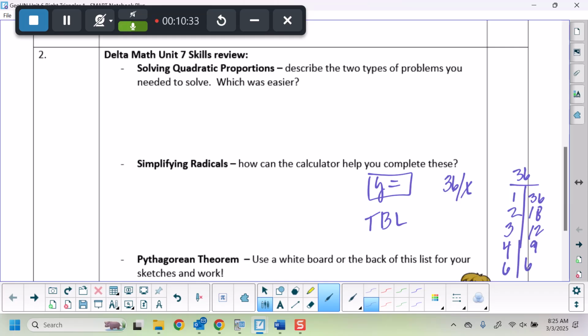So my conversation is how can that table help you simplify radicals? Go ahead. So don't we have to do x squared for that trick, or do we just do x? Just x. Oh. All right. So that's what I'm asking. How can this process help you?